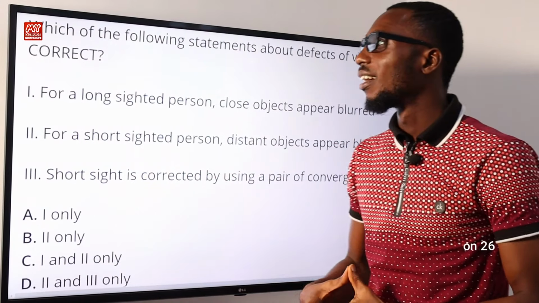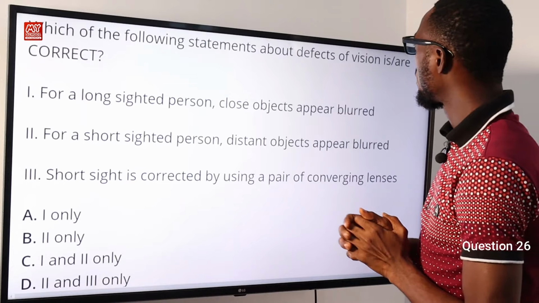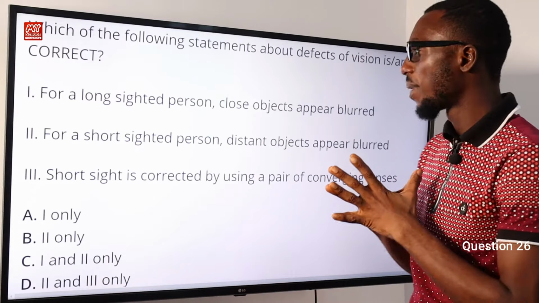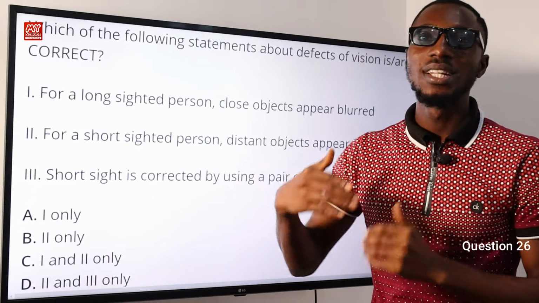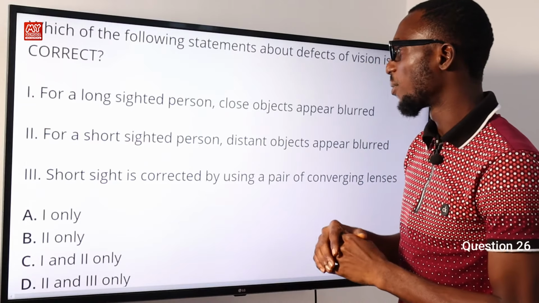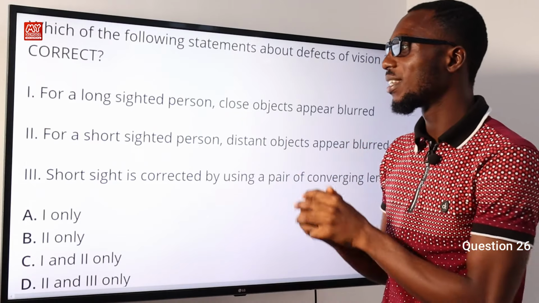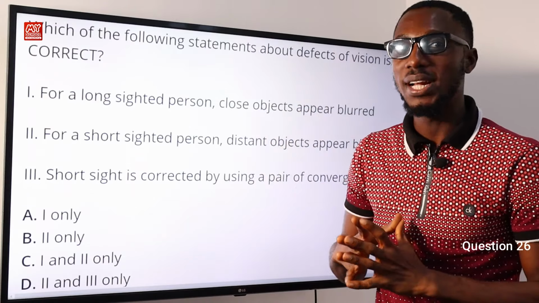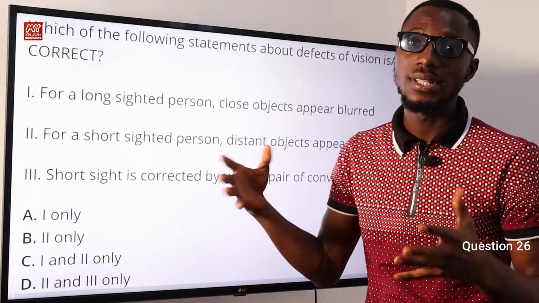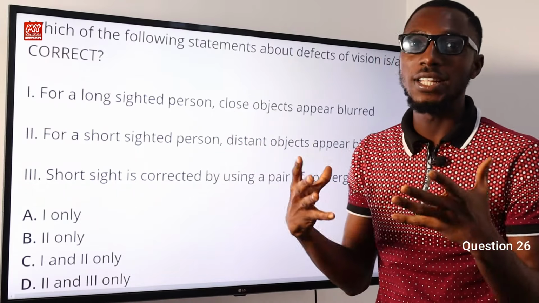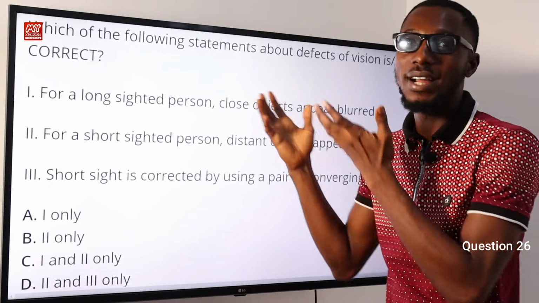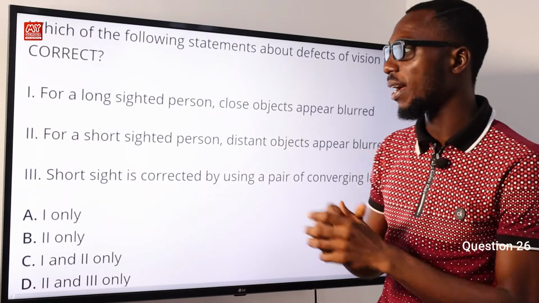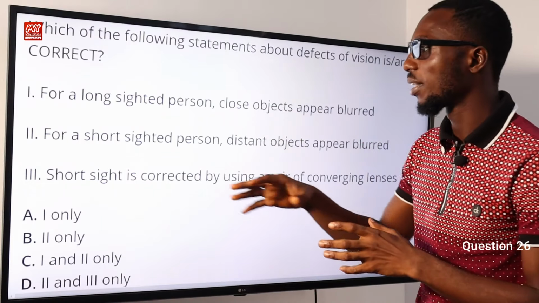Number 26. Which of the following statements about defects of vision is or are correct? For a long-sighted person, close objects appear blurred because a long-sighted person can only see far objects, not objects that are closer. This is due to the fact that the rays from the object seen are formed some distance away from the retina, probably because the crystalline lens is not convergent enough, so you can use a converging lens to correct this situation. It's also referred to as hypermetropia, a medical eye condition.